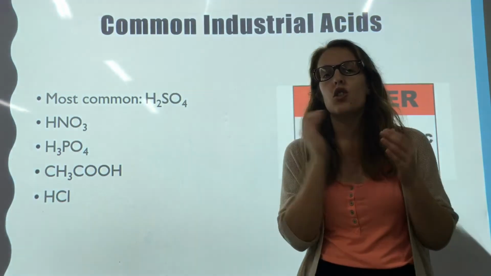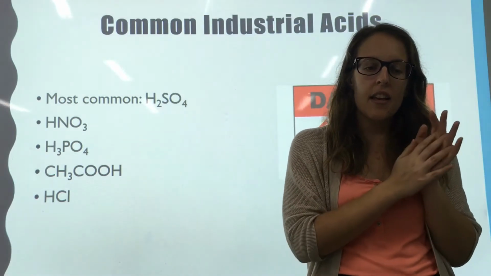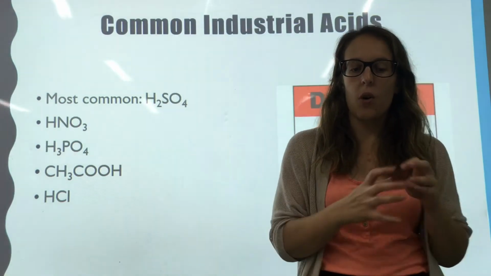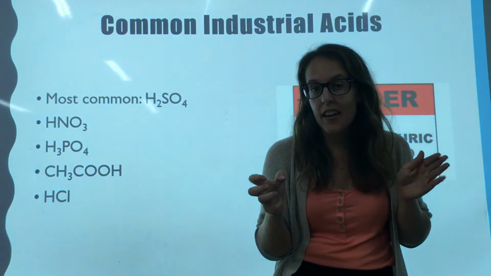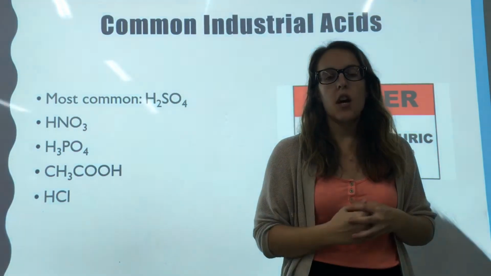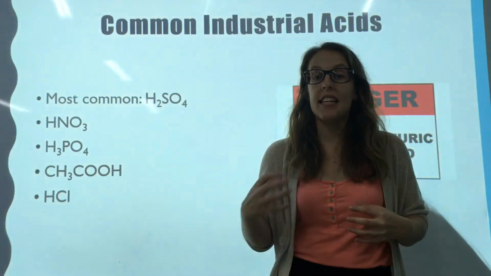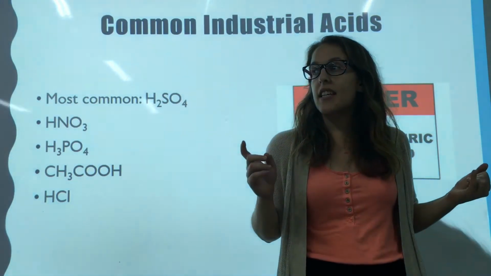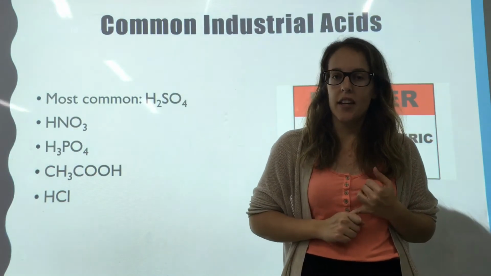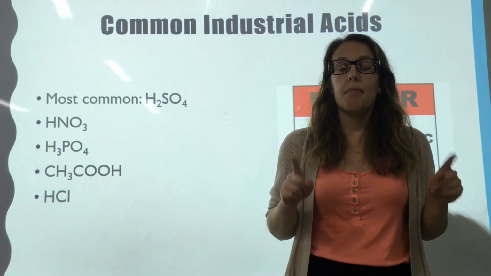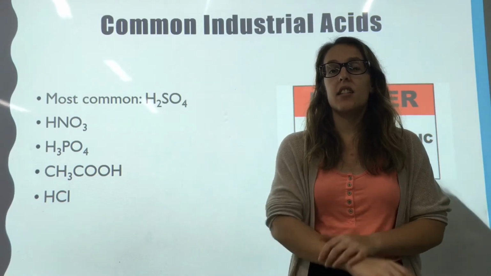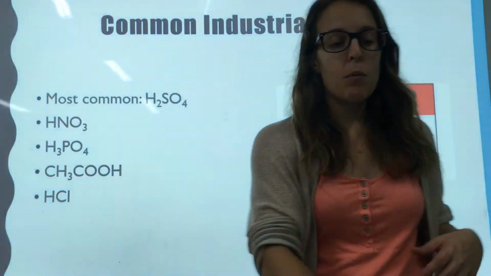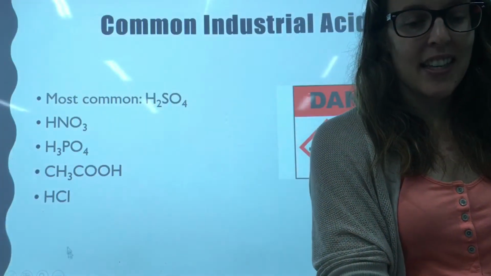And also, because it attracts water, it can be used as a dehydrating agent. So if it's dehydrating, it's removing the water. Concentrated sulfuric acid is an effective dehydrating agent. For instance, it's used to dehydrate sugar. But be careful, because sulfuric acid does cause bad burns. Most acids do. So then we talk about nitric acid.